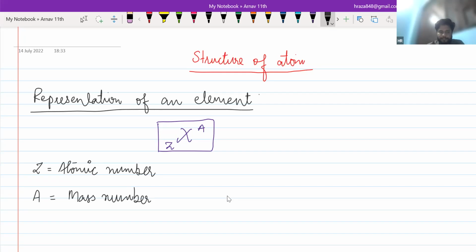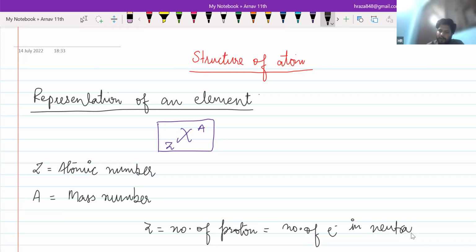Now see, an element has electron, proton, and neutron. Okay. So if you are going to see that, atomic number, that Z is always equal to number of proton. Z is always equal to number of proton, and it is also equals to number of electron in neutral atom. Neutral atom. Why does this say so?